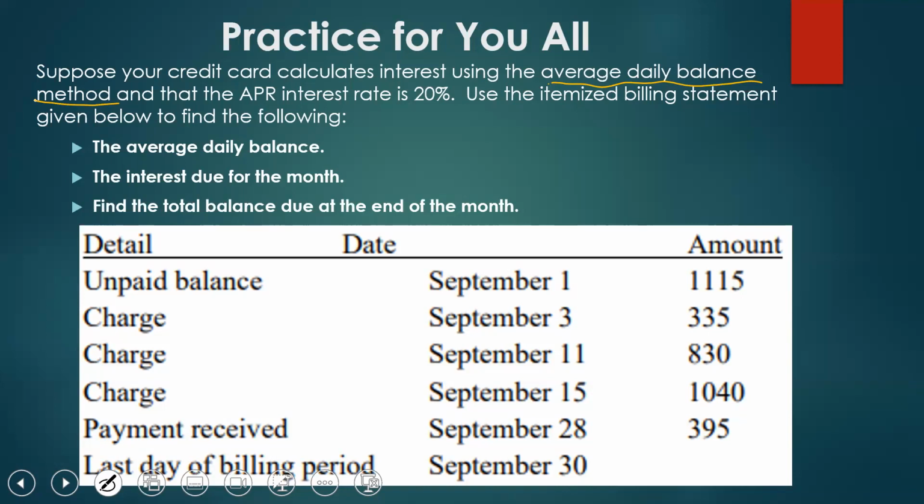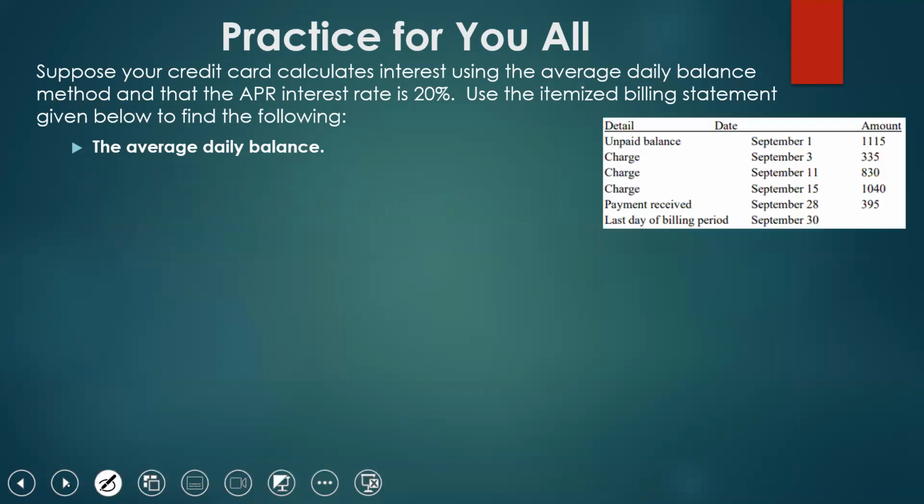So let's look at this situation. Suppose your credit card calculates interest using that average daily balance method, and that the APR interest rate is 20%. We're going to use the itemized billing statement given below to find each of those things I just mentioned. So let's start with finding the average daily balance.